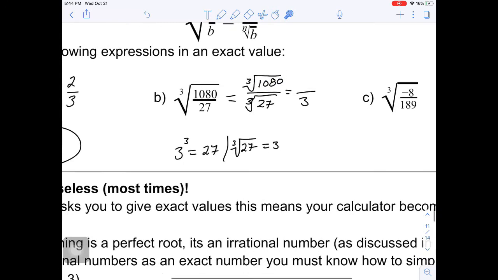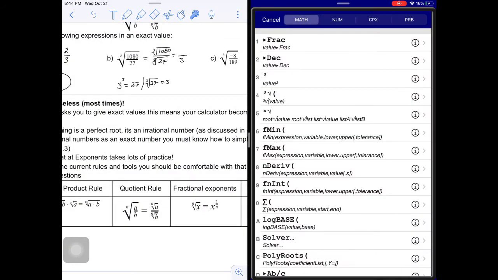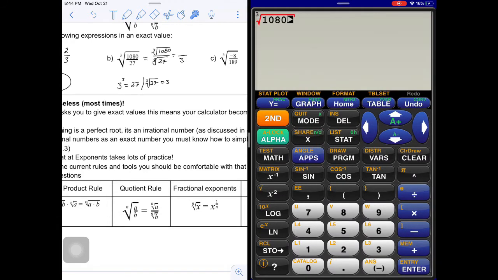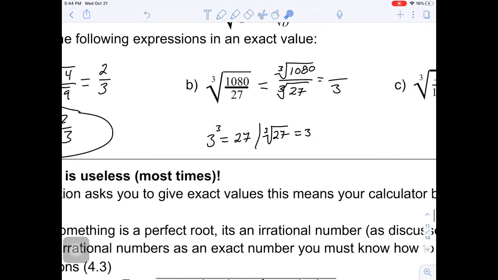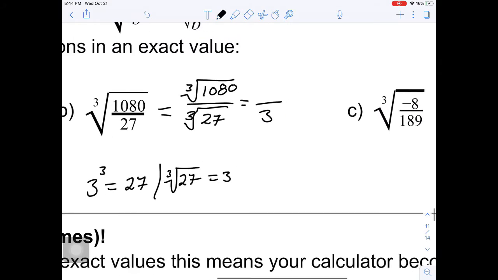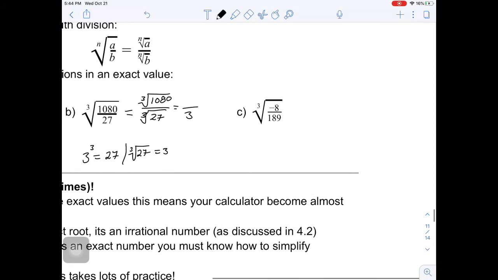This one I don't quite know off the top of my head. So what I'm going to do is take out my calculator and see if it's a perfect cube. So I'm going to press math and then cube root 1080. So it's not a perfect cube. Now, can I put this on top? No, because this is asking for an exact value. So what are we going to have to do here? Well, we're going to have to utilize some of our other techniques that we've learned. We're going to have to break this down and put it into a mixed radical. Okay, so let's do that over here.